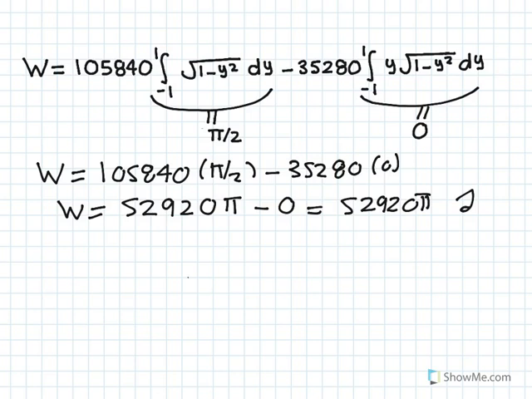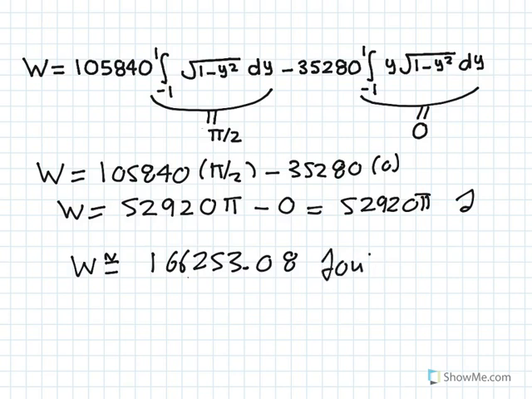So therefore, it takes essentially 52,920 pi joules of work to pump all the crude oil out of this cylindrical tank. If we decimalize this, the work comes out to be approximately 166,253.08 joules. Let me spell that correctly. J-O-U-L-E-S, there we go. All right, thanks.